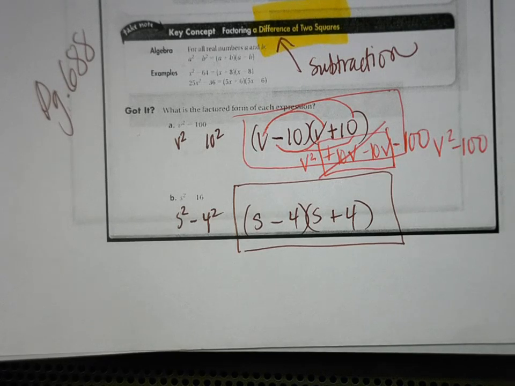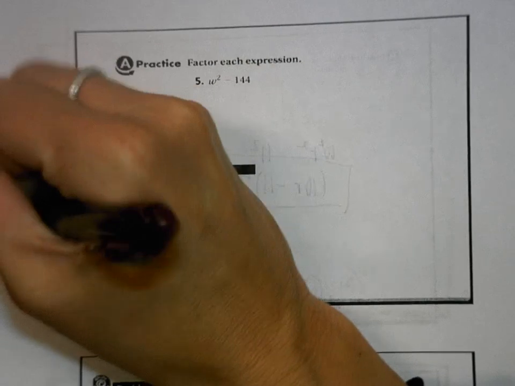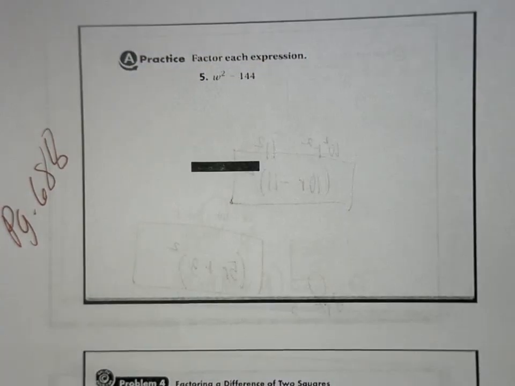Okay, on 688, problem number 5 is your turn to try. Okay? Give me a thumbs up if you're done.